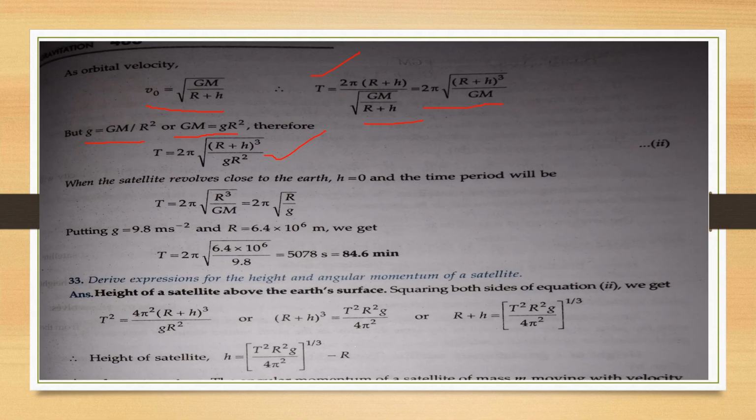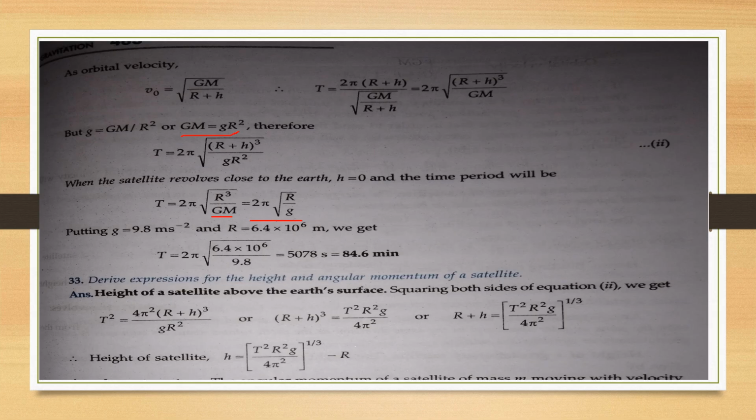Now for the special case when h is equal to 0, which means that the satellite revolves close to the Earth's surface, the time period is equal to 2 pi under root of r cube divided by gm, because in this case we take h is equal to 0. After solving this we get 2 pi under root of r over g, because we know gm is equal to gr square. Put the value of gm as gr square, r square and r cube get cancelled out, and we finally get 2 pi under root of r upon g.